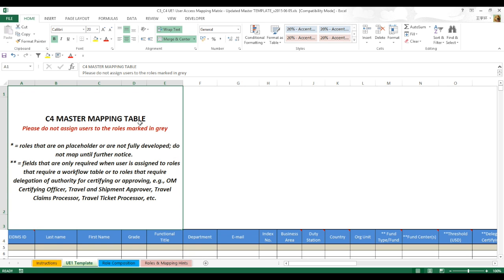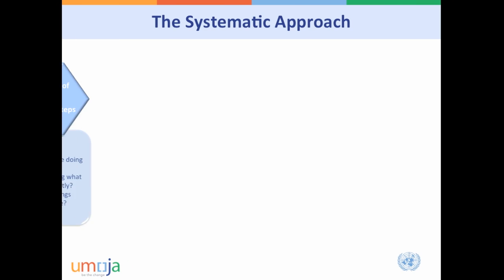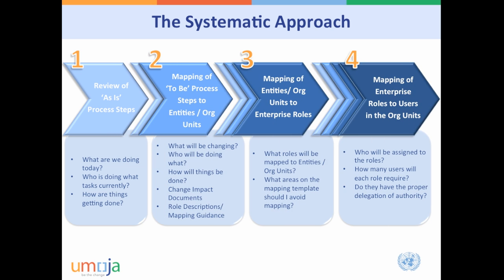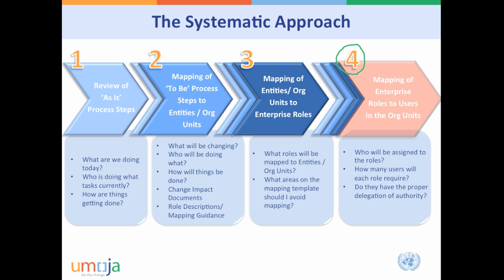Mapping of individual users to enterprise roles is the last step of the systematic approach to user access mapping. In other words, you're arriving at this stage after you have completed the as-is analysis, defined the to-be model in Umoja, and mapped the enterprise roles to the entity or org unit according to the to-be model. Carefully and precisely filling out this mapping template will help you ensure that the users are mapped to the correct roles and that all the necessary information for a proper user configuration have been provided so that they will be able to execute the system tasks smoothly upon going live.